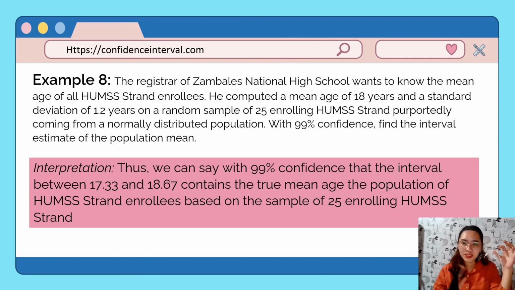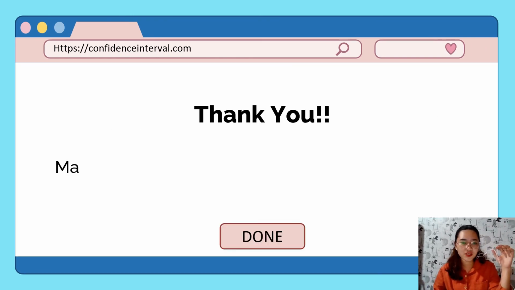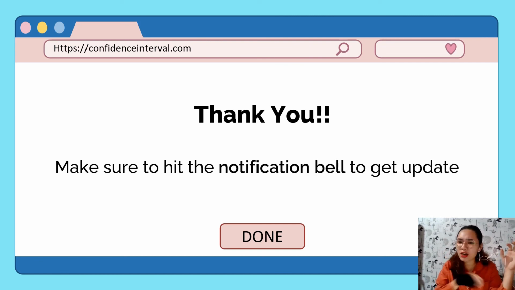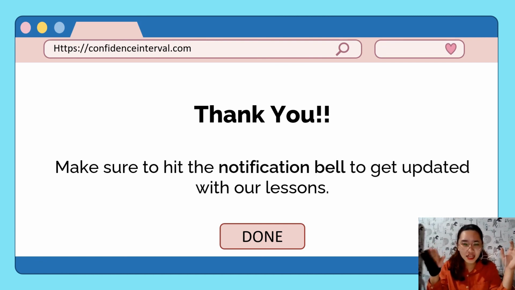So, bali, mag-iingat lang talaga kayo doon sa step na kung Z ba or T yung gagamitin natin. Ayan, so yun na po lahat ng ating examples. I hope may natutunan kayo at nasundan po ninyo lahat ng ating steps sa pagkuha ng confidence interval estimate.